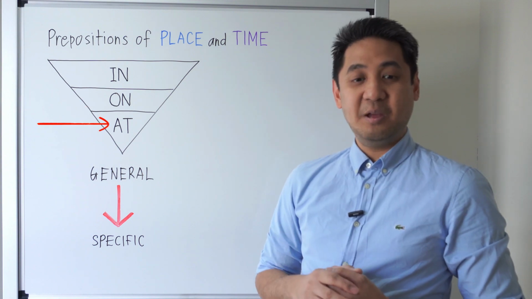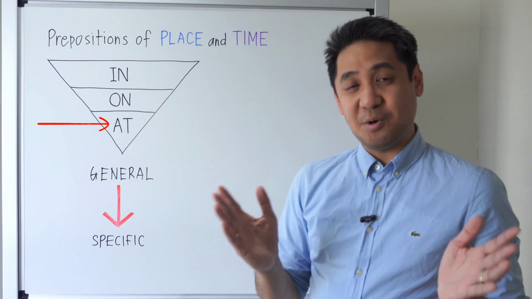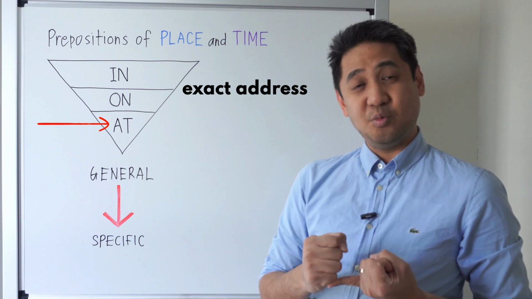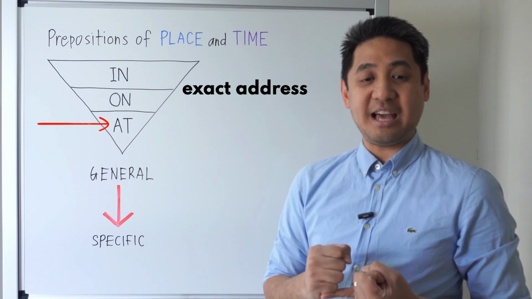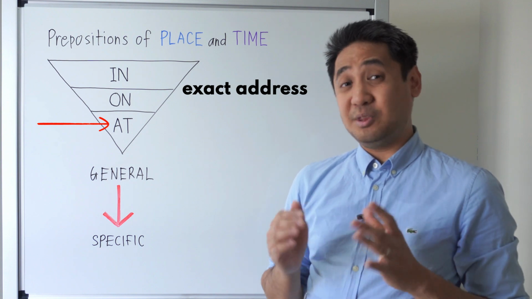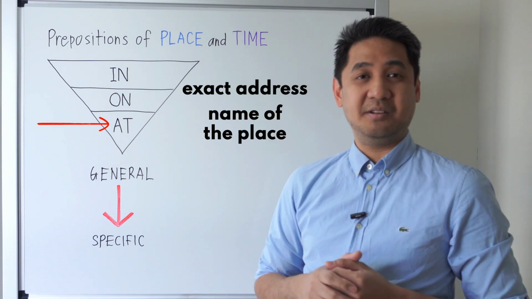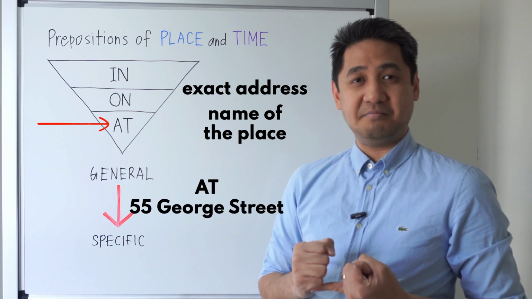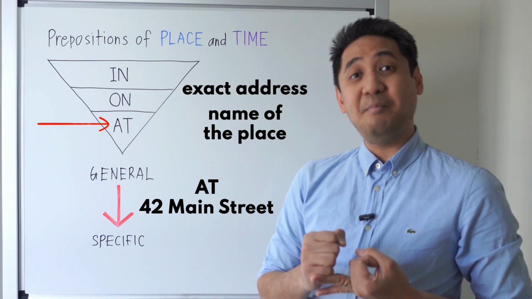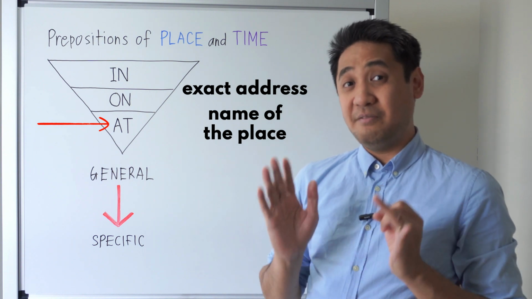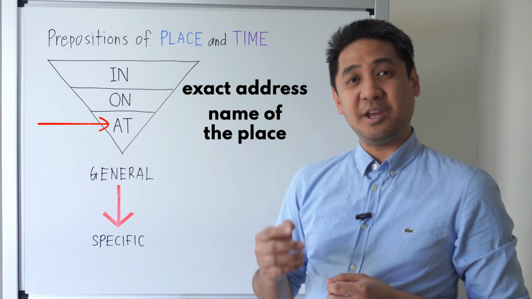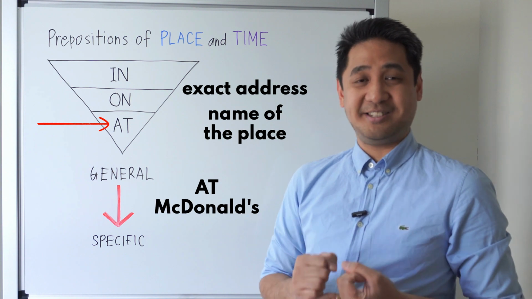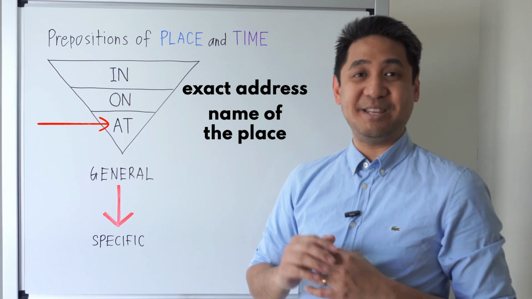Now for at. With at, you're looking at an even more specific place. So normally when you've got an actual specific address with the number and the street name, you use at. You also use at if you're talking about the actual name of a place or location. Here are some examples. At 55 George Street. At 42 Main Street. All of these are very specific addresses. Or you can have the specific name of a place. For example, at Starbucks. At McDonald's. You use at because it's very specific.